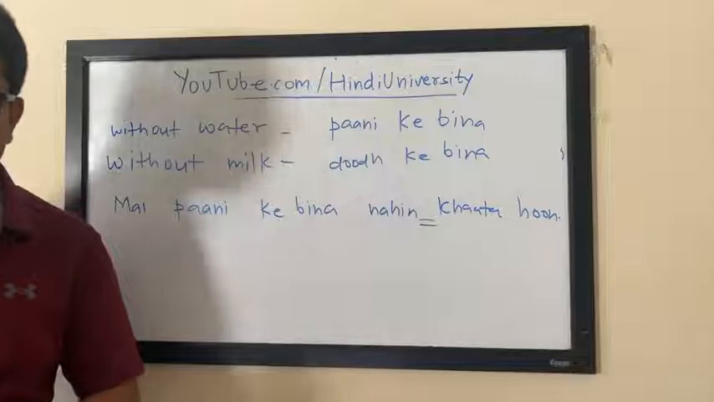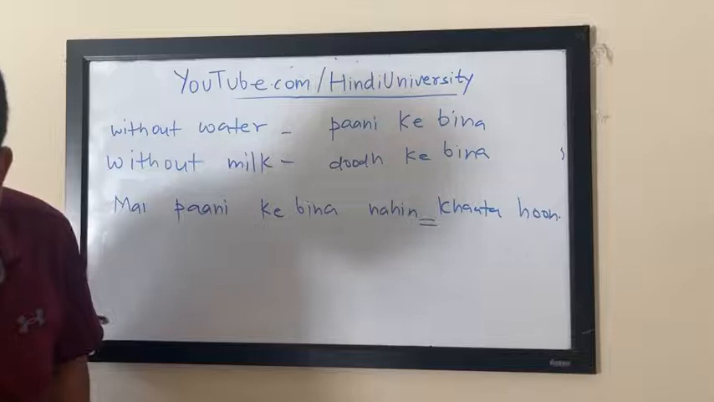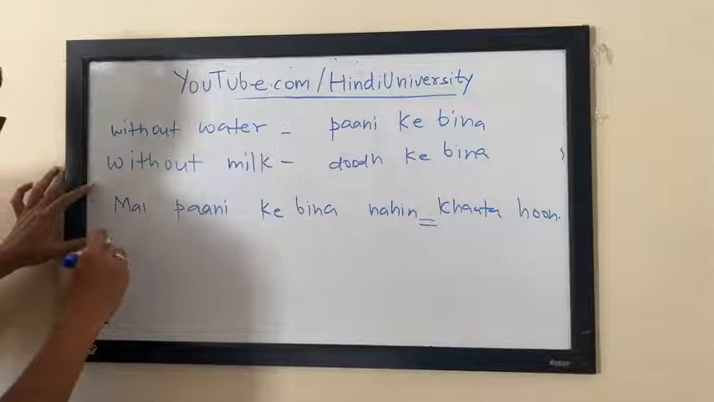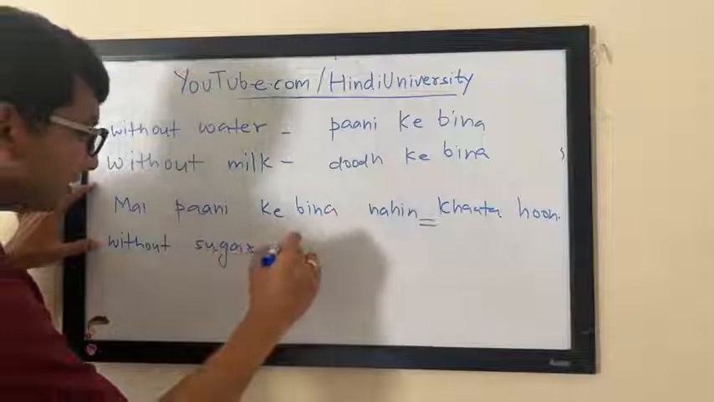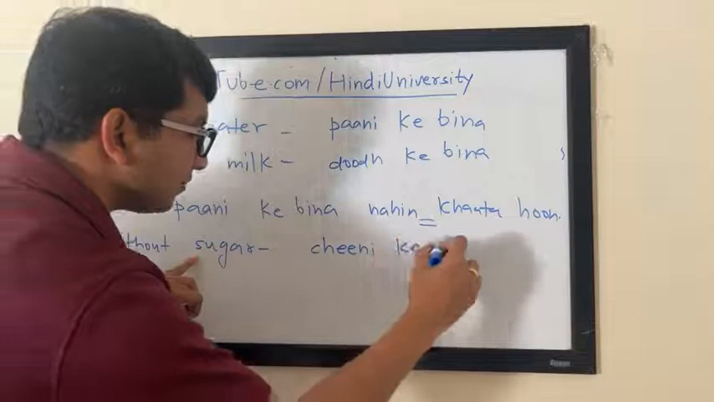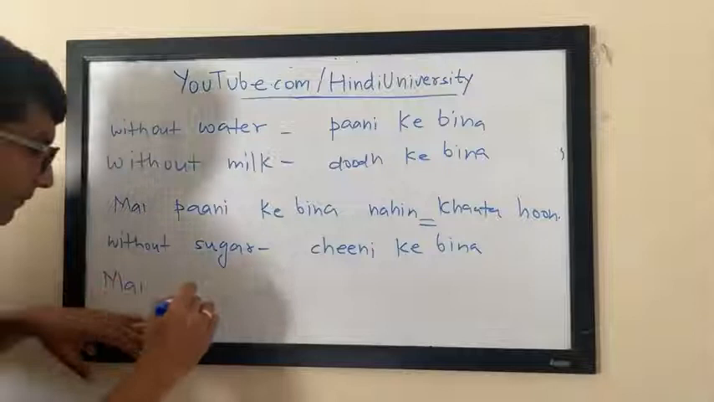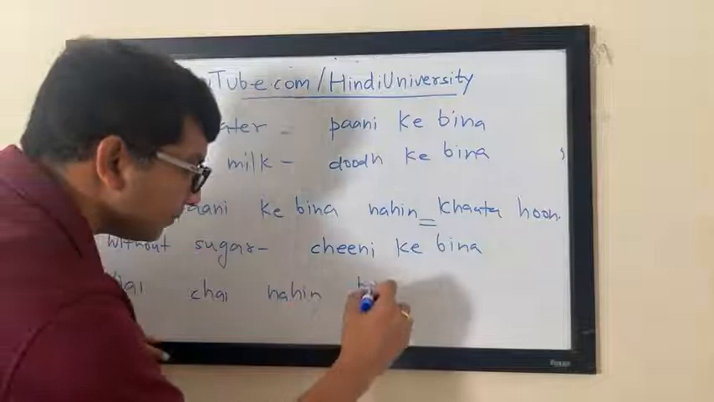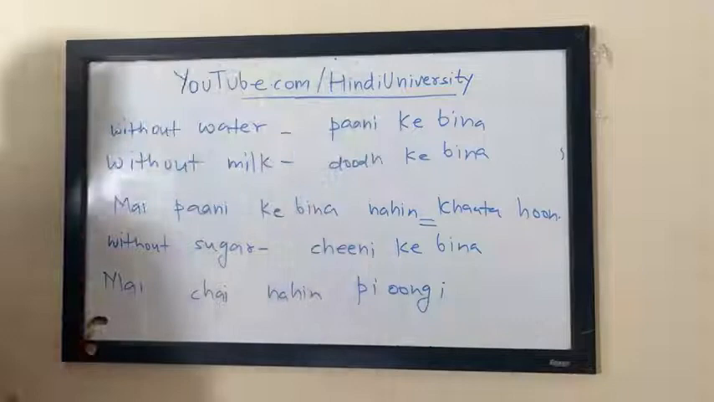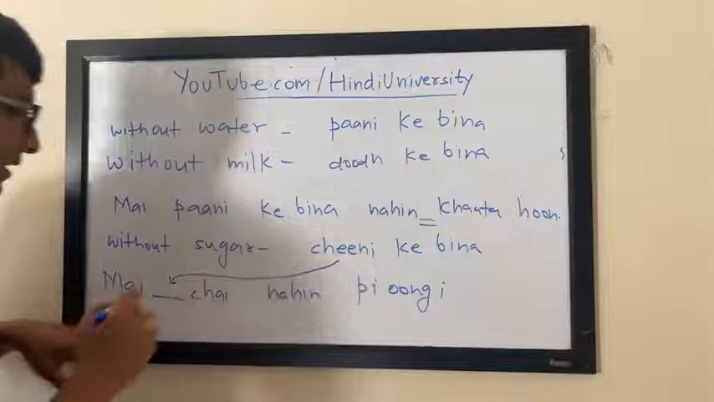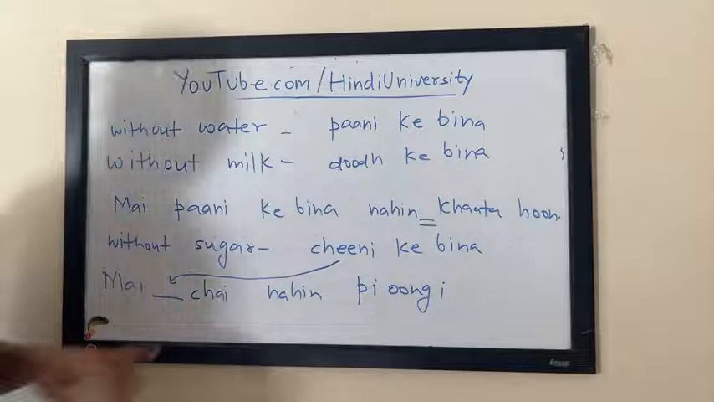Ashu Ji, yeah. Can I try? Yeah, please. Bina shakkar, main chai nahi piyu. Very good, right? So you said without sugar. Sugar is chini or shakkar. Someone said chini ke bina. And the sentence is main chai nahi piyungi. I'm going to just write piyungi. Okay, piyungi. Main chai nahi piyungi. And all you're saying is main chini ke bina chai nahi piyungi. Right? So I will not have tea without sugar. Okay?